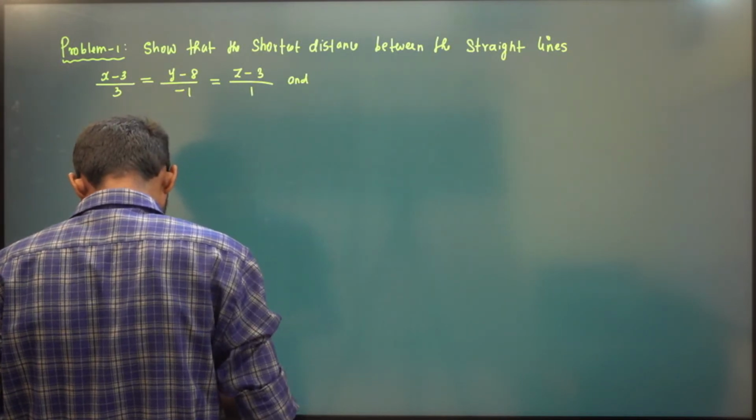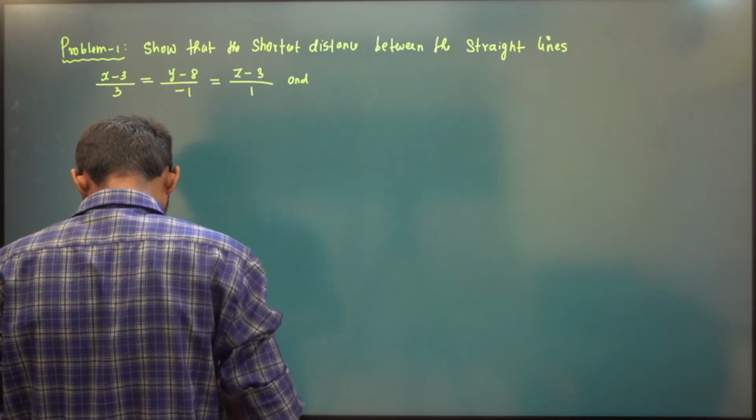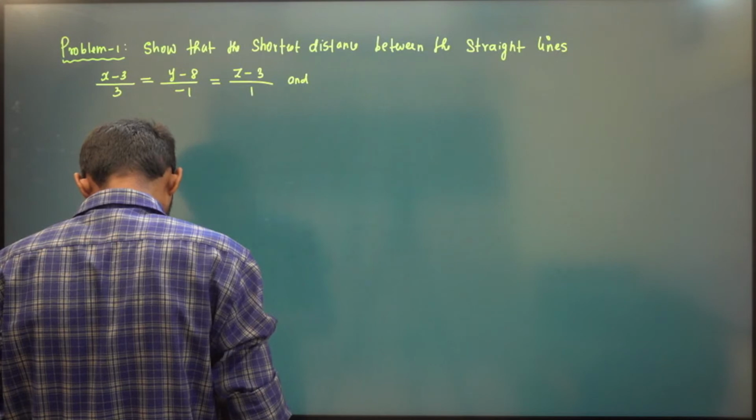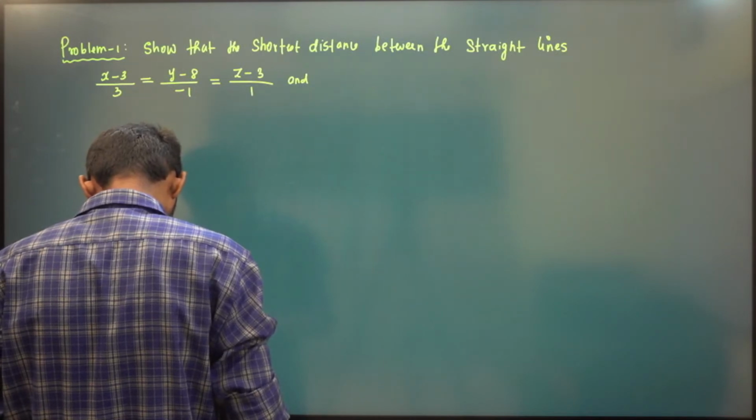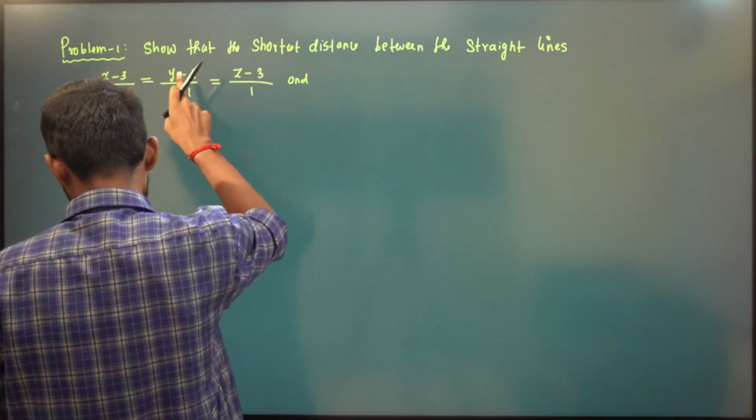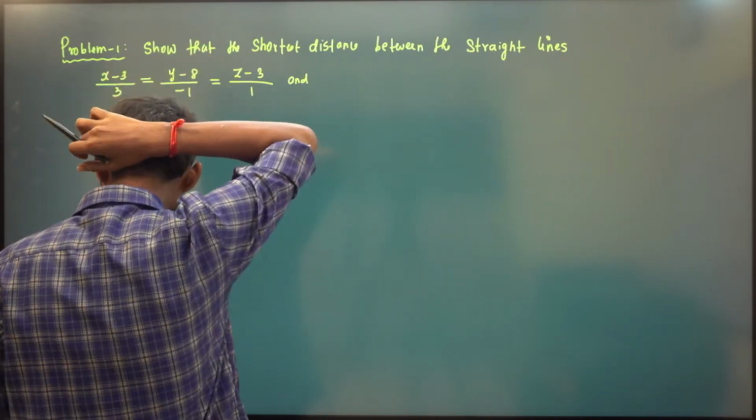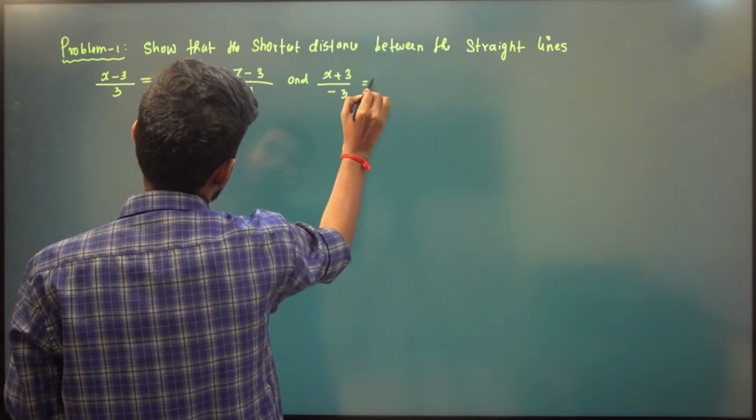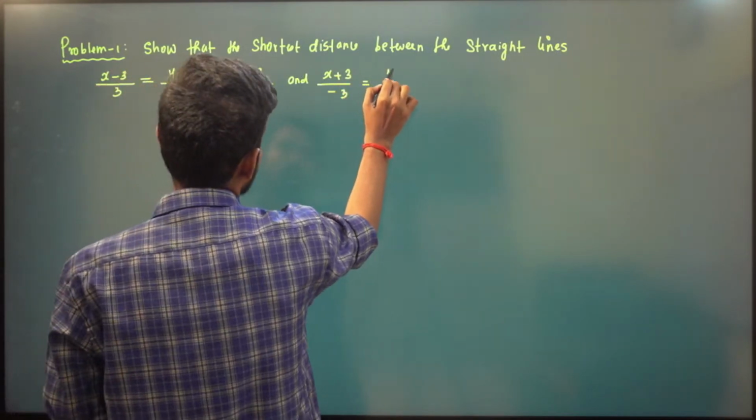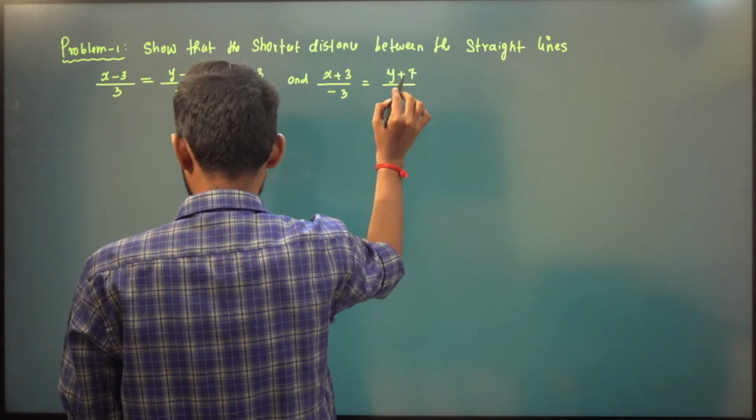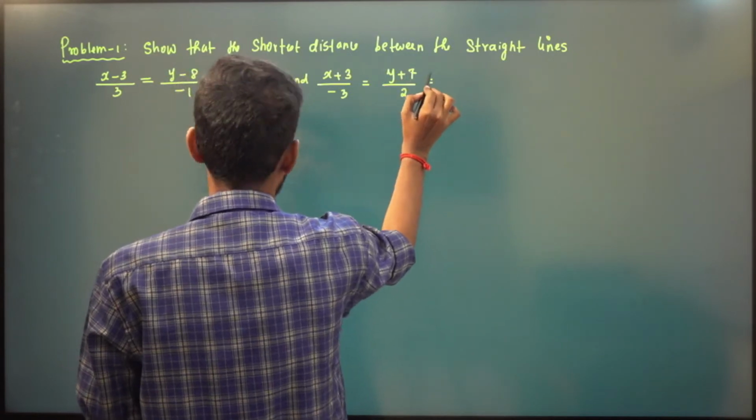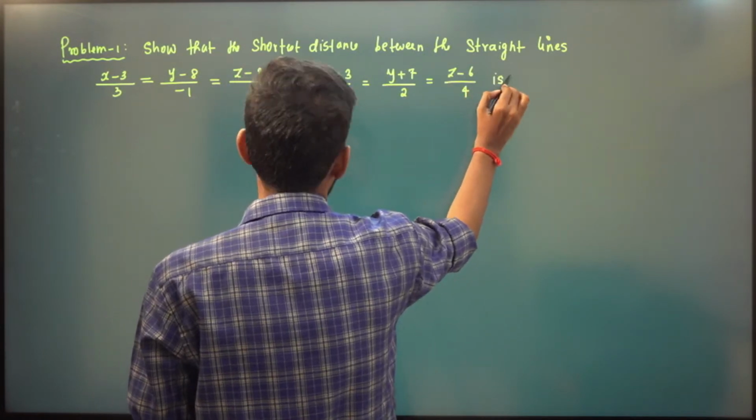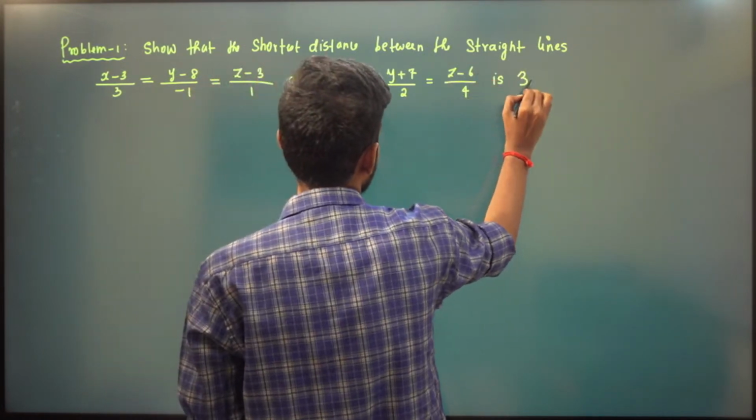The printing is not clear in this book. The lines are (x minus 3) by 3, (y minus 8) by minus 1, (z minus 3) by 1, and (x plus 3) divided by minus 3, (y plus 7) divided by 2, (z minus 6) by 4 is 3 root 30.